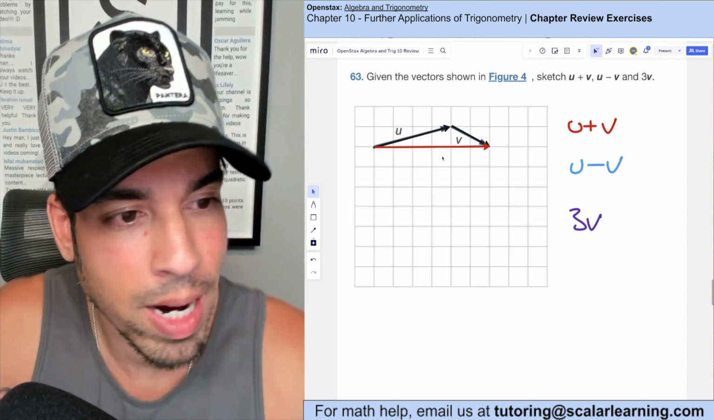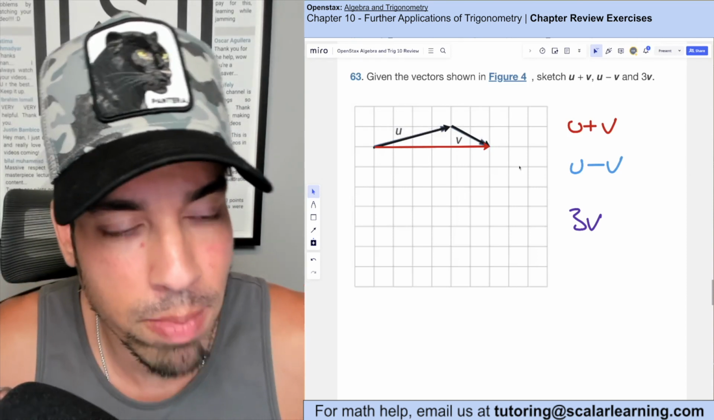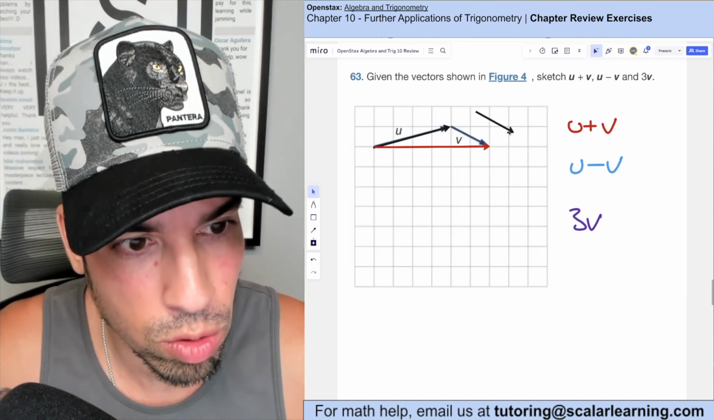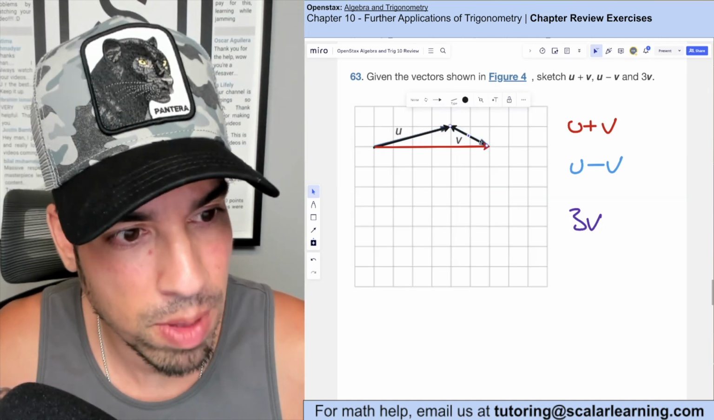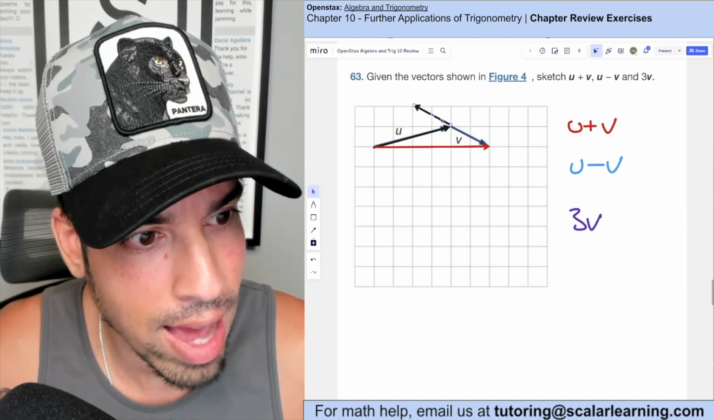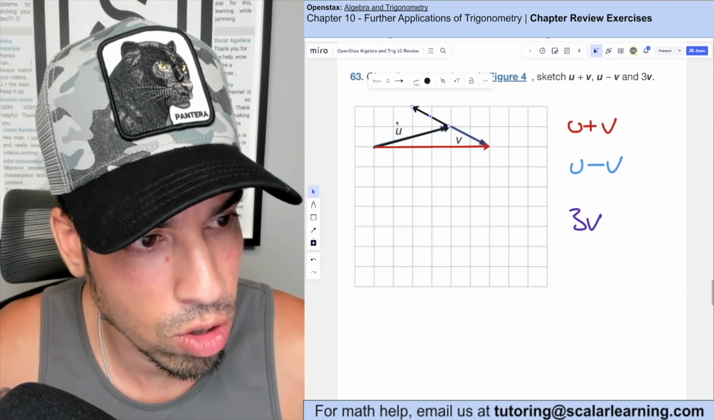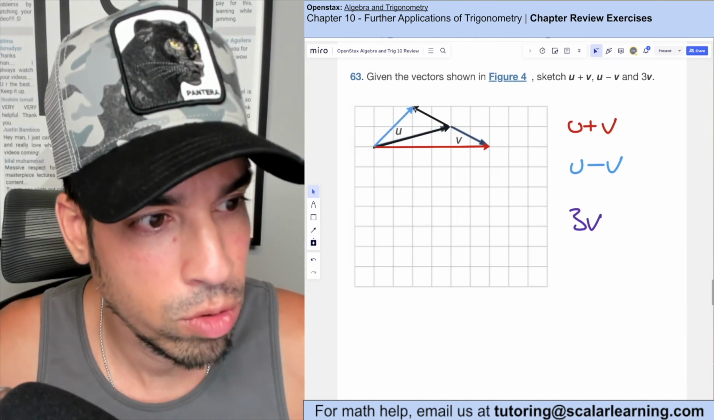Now we need u minus v. And the interesting thing about u minus v is it's like adding u to negative v. So what I'm going to do is make v negative by flipping it around, and then I'm going to add it like so to u, and now I'm going to connect the start and the end. And of course that's in blue, so there we go.